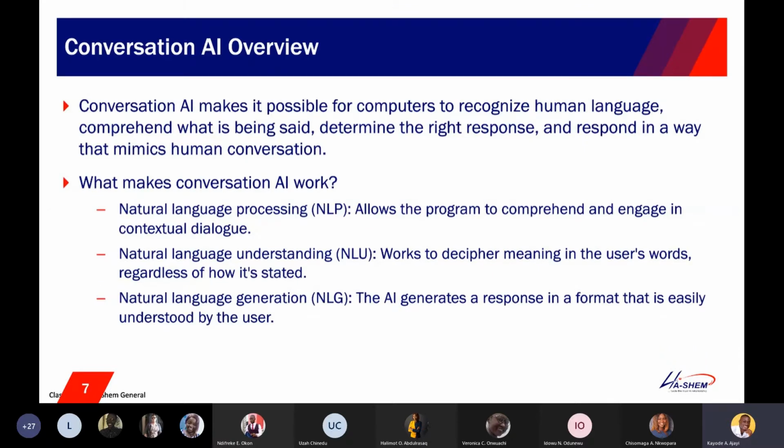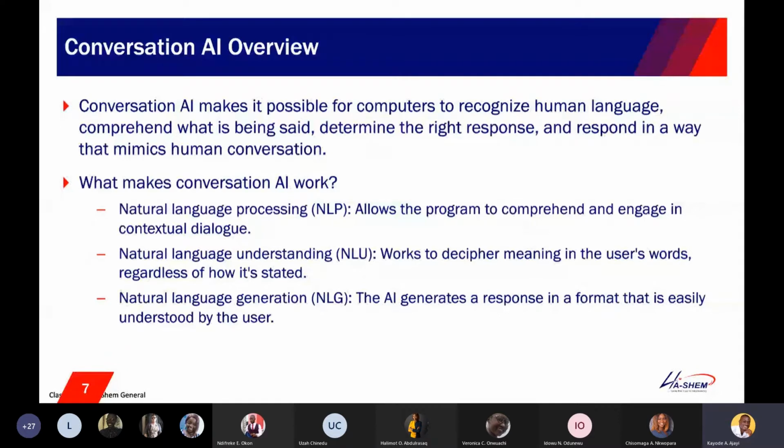Conversation AI makes it possible for computers to recognize human language, comprehend what is being said, determine the right response, and respond in a way that mimics human conversation. So that is conversation AI. Really, what it just means is that, rather than just having hard-coded text, the big picture is that the AI is able to first of all recognize what is being said, determine the right response, and respond in a way that mimics human conversation.